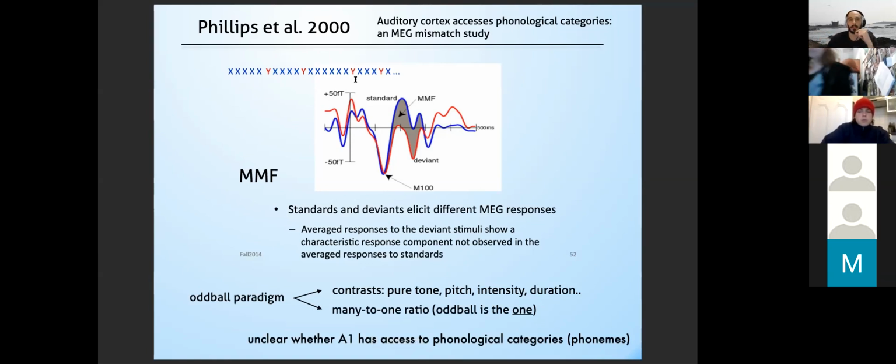So Phillips et al. start by noticing that it's unclear whether A1 has access to phonological categories, to phonemes. We know it does a lot of low-level sound processing, but we don't know whether it is sensitive to ba and ta.